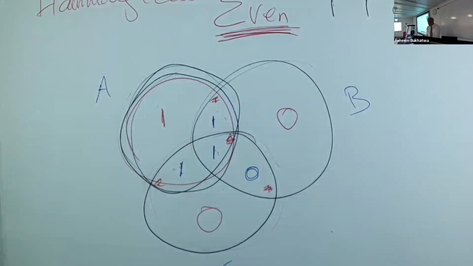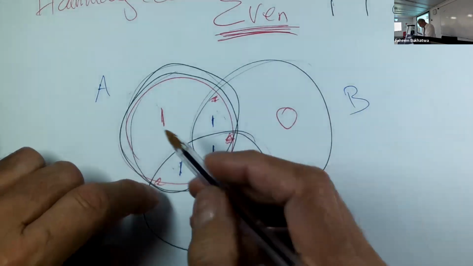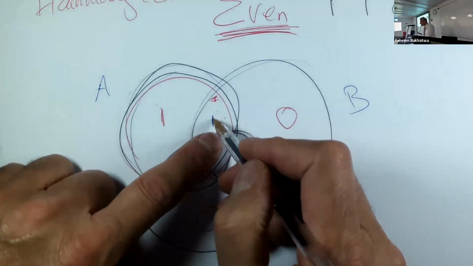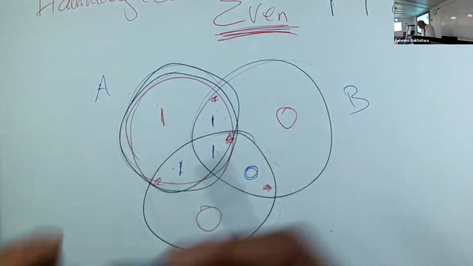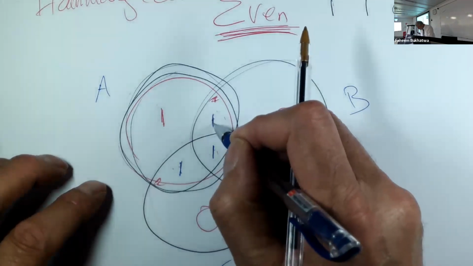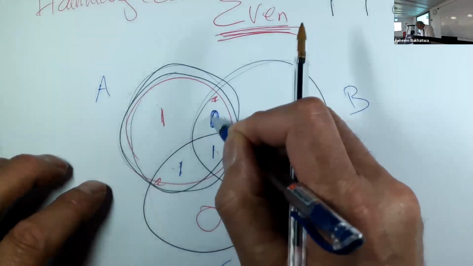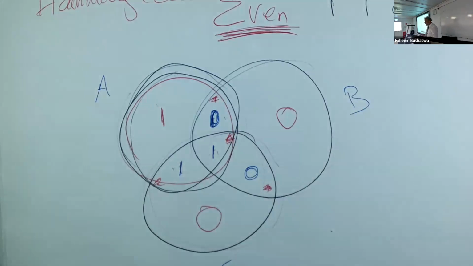Let's imagine there is an error. Let's say, for some reason, this one turned into a 0 by mistake, due to communication. The sender put 1, but when we transmitted it, the receiver received a 0 there. Wrong frame, one of the bits flipped.